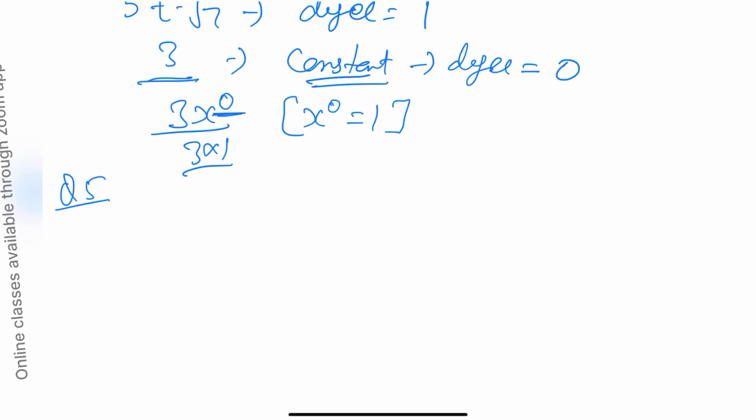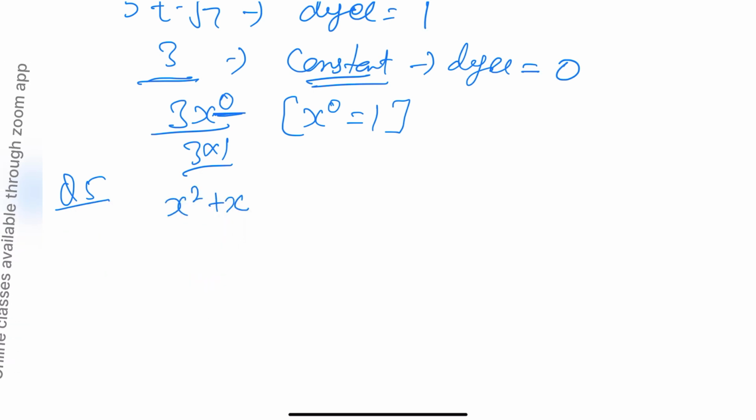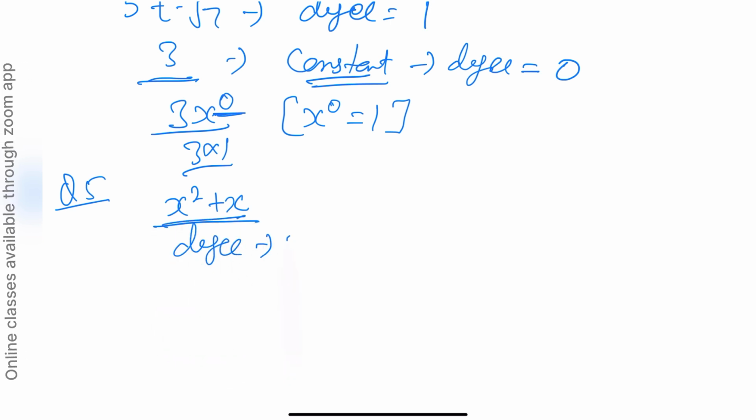Now the next question is question number 5. We have to classify as linear, quadratic and cubic. We have given x square plus x. So this has a power 2. Degree it's a 2. So if degree is 2, so it means it is a quadratic.